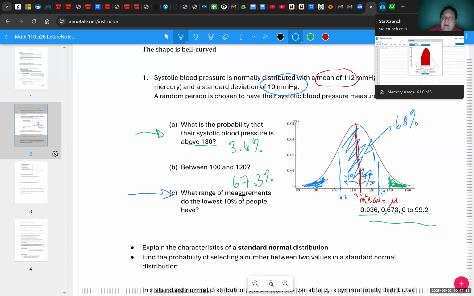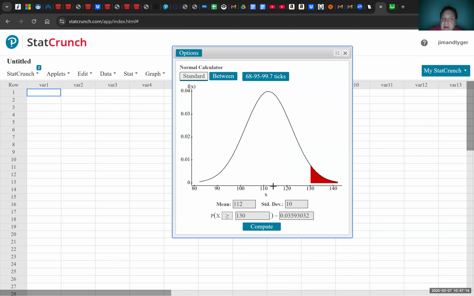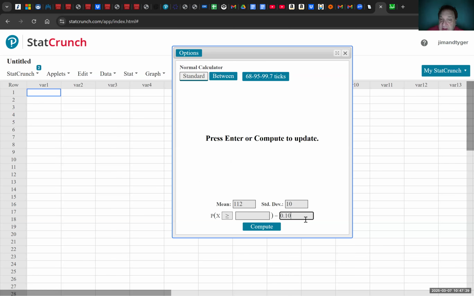All right, so we can do that by specifying that the percentage has to be 10%. So 0.10 is 10%. And I want the lower ones, I'm going to change this to less than.